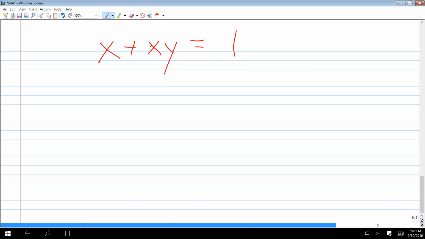Subtract xy. No? Factor. Let me say the word factor. That's the magic term here. What can you factor out of the left side? What's the greatest common factor? X. Yeah. Leaving? Y.